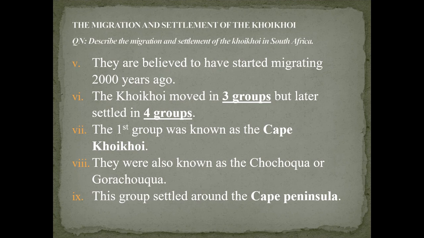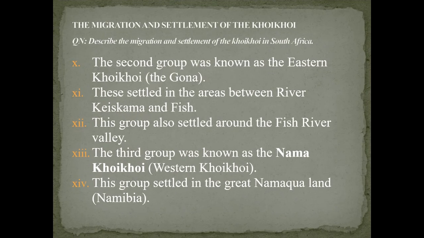The first group was that of the Cape Khoikhoi, sometimes known as the Colonna. Those ones settled around the Cape. Then the other group was called the Cape Peninsula Khoikhoi. Then the other group was called the Eastern Khoikhoi, sometimes known as the Gona, and some books have the Gonakwa. This one settled around River Keishkama and River Fish, and some of them settled in the River Fish Valley.